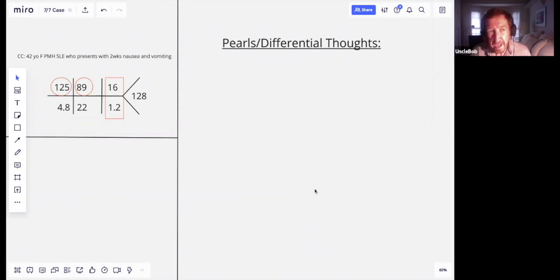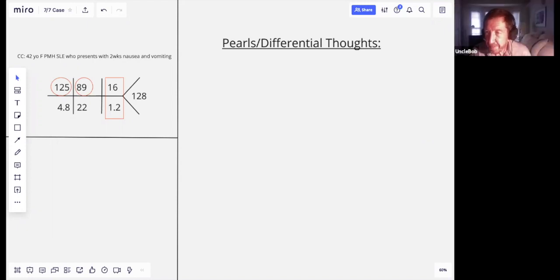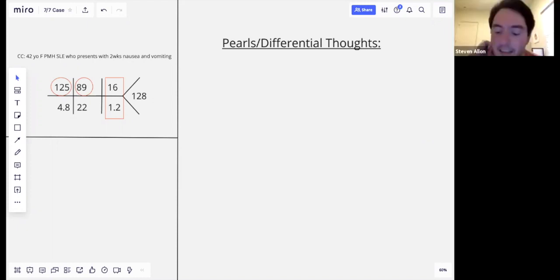So do you guys have a choice of asking for more history or asking for more labs? Glenn, what do you want to do? Well, let's get a little more history. Okay. So Stephen has the history, so go ahead and ask him questions. Yeah, Glenn, you get 2 questions, so you've got to make them count.